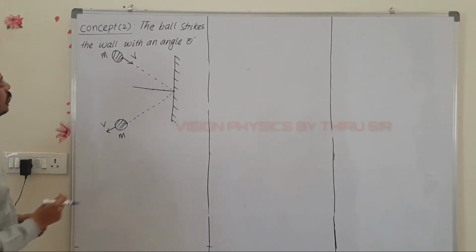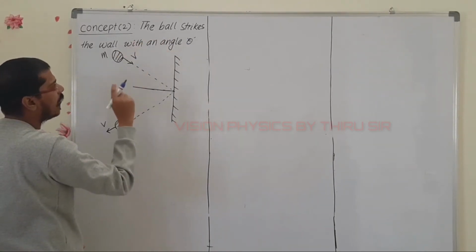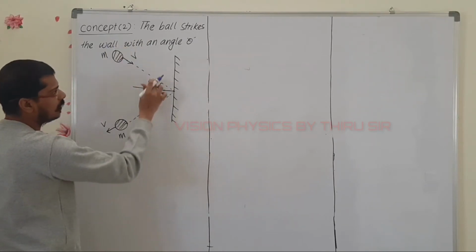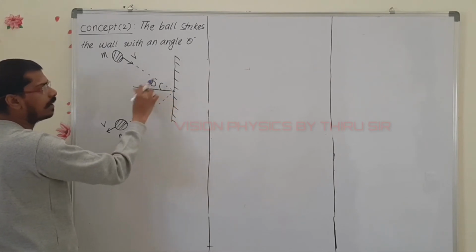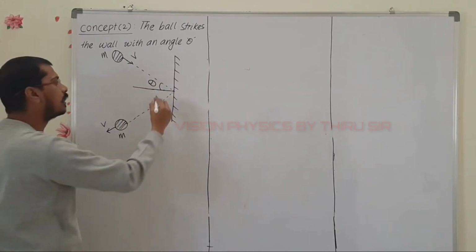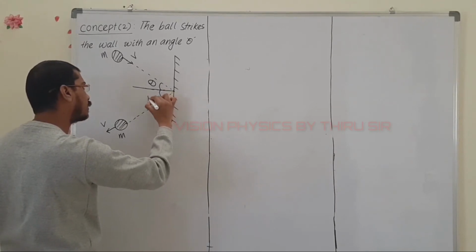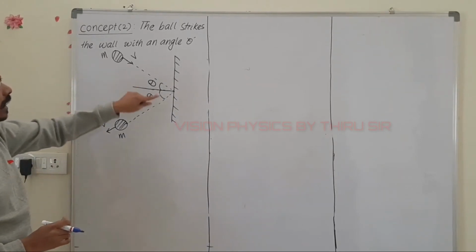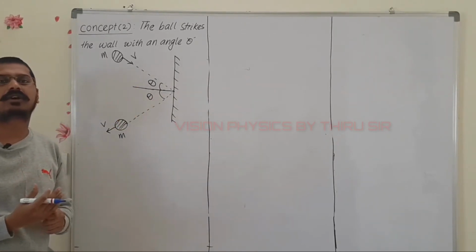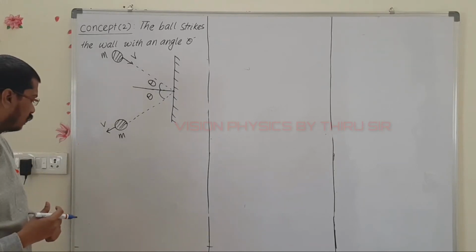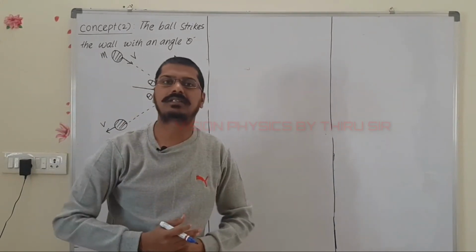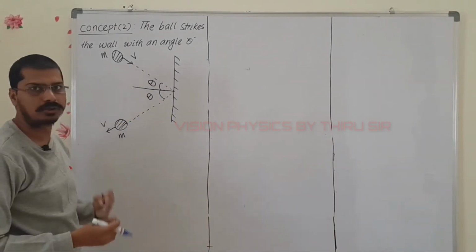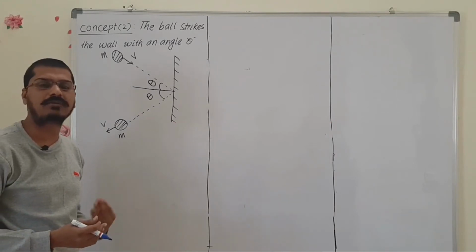Now here the ball strikes the wall with an angle theta. Here we have to consider theta, which means it is a reflection. The angle of incidence is equal to the angle of reflection, that's why this is also theta. But we have already discussed that whenever the object strikes with an angle theta, the velocity of the object is resolved into two components, along the x component and the y component.